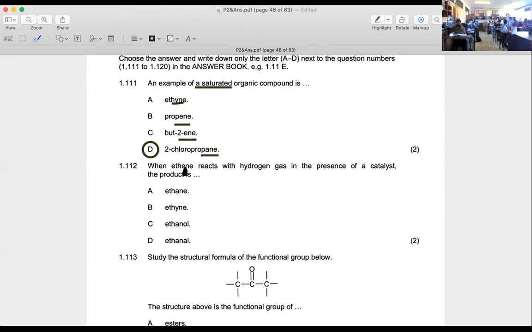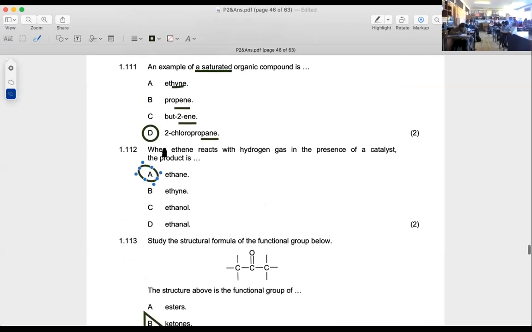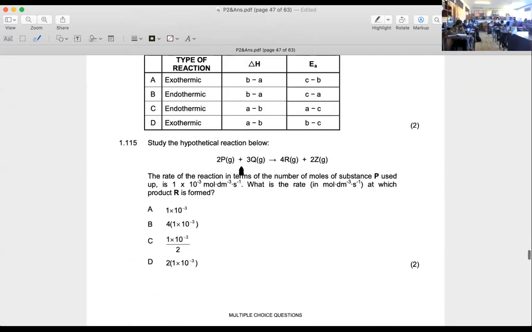Okay, when ethene reacts with hydrogen gas in the presence of a catalyst, the product is, okay, so ethene, double bond, plus hydrogen gas, it's going to be a hydrogenation addition reaction. And then what is it going to form? Ethane. Looks simple enough. Yay. So it's ethene plus hydrogen forms ethane. Addition, hydrogenation reaction. Very straightforward there.